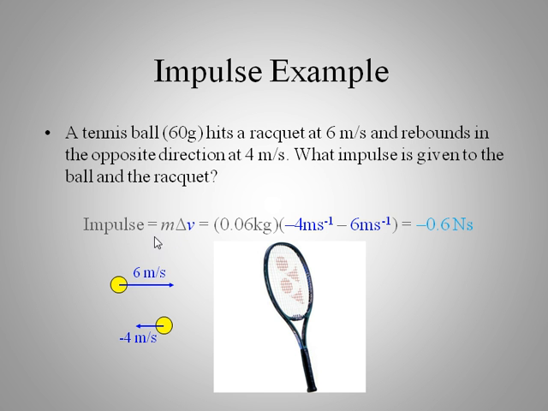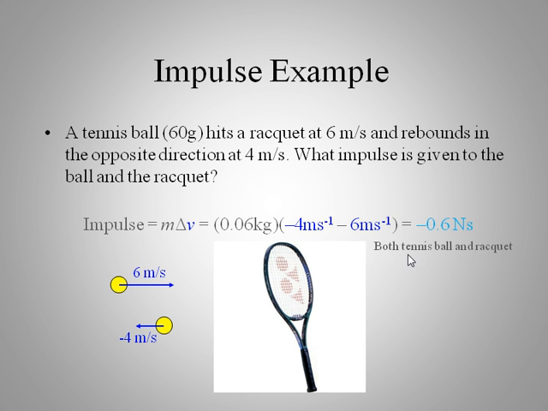So the impulse is force times time, but it also is mass times a change in velocity. Even though we don't have the force here, we do know the momentum before and after. That can tell us the impulse. So we have mass times change in velocity. Mass is this. For change in velocity, we need to be careful with signs. It's final minus initial. So final is -4, subtract a +6. We get -10. Multiply this by 0.06, and we have an impulse of -0.6 newton seconds.